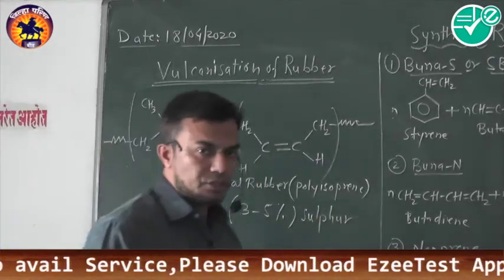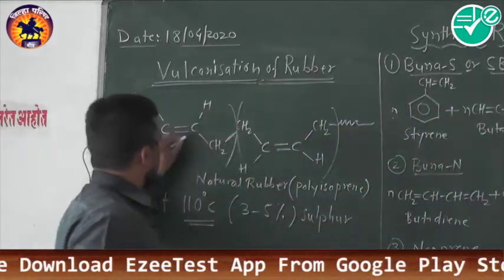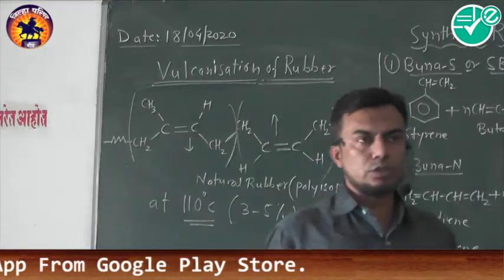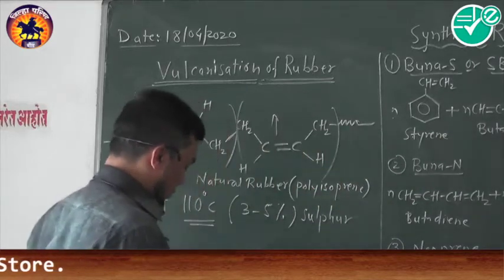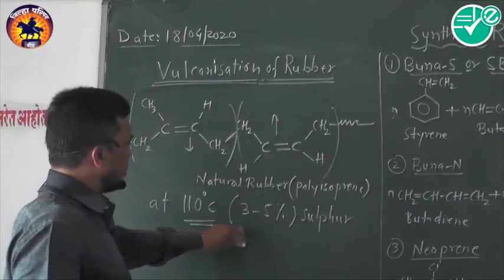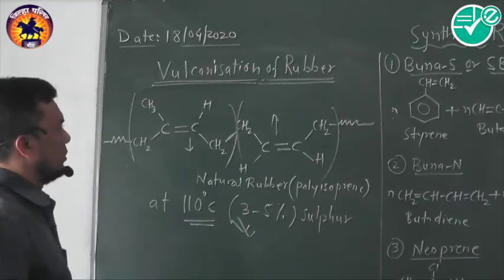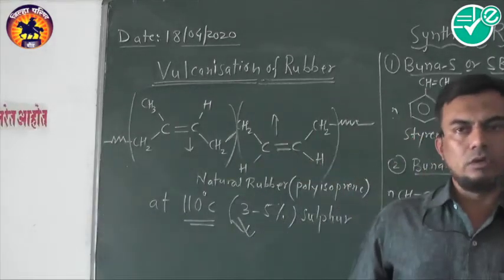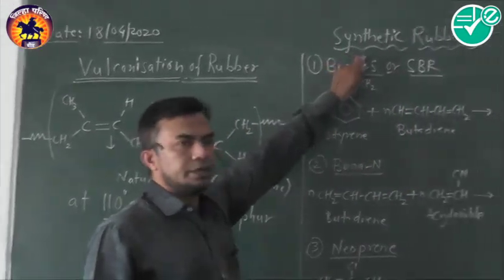Vulcanization takes place as S-S cross links. S-S cross links are introduced in the structure, which is nothing but the vulcanization of rubber. So we have different vulcanized rubbers, depending upon the percentage of sulfur added. Now we get the vulcanized rubber from the natural rubber. We will have the next part, which is synthetic rubber.